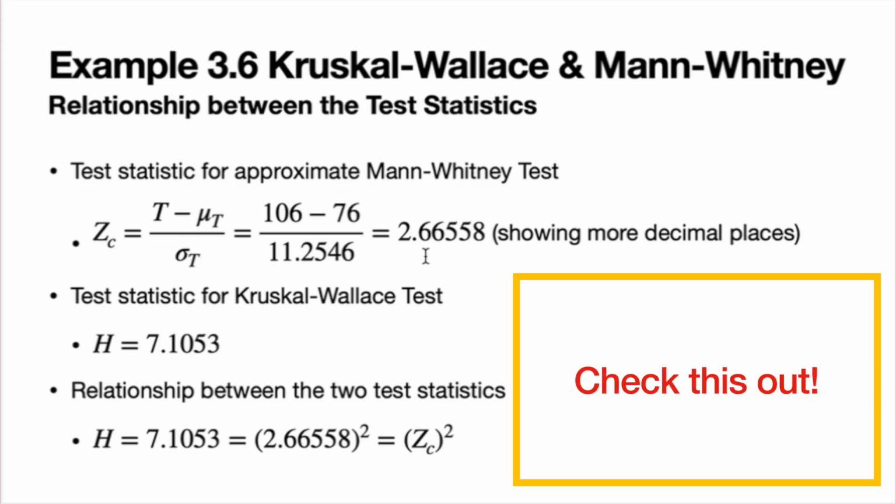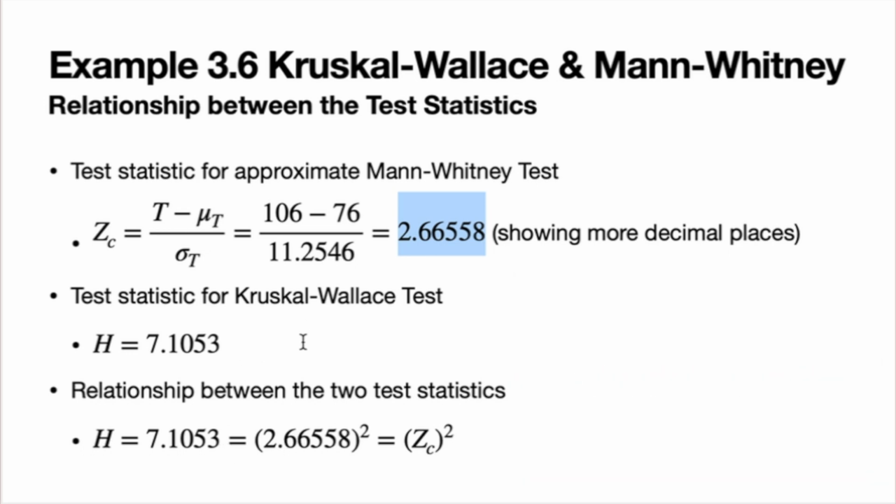Now, if you square this value, if you square 2.66558, you're going to get 7.1053. All right, and so for this example, the Kruskal-Wallis test statistic H is equal to the square of z-calc. It's equal to the square of the test statistic for the approximate Mann-Whitney test.